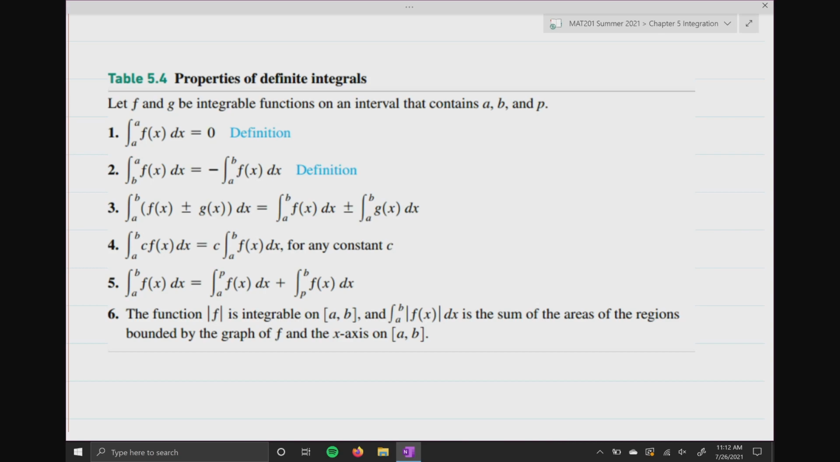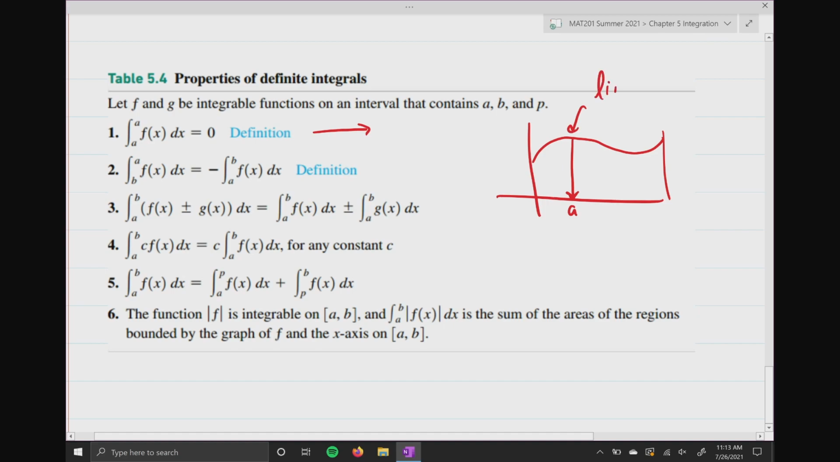For the first property, the integral from a to a of f of x dx equals 0, and that's by definition. The easy way to think about this is, let me draw it a little bit bigger. Let's say we have this function that looks like this, and you're integrating from a to a. You're not moving left or right at all. And you've just created a line, because you're integrating from a to a, and a line has no area.